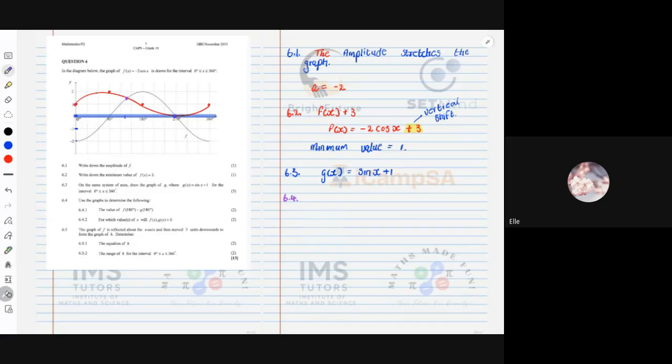And then 6.4. They are saying use the graphs to determine the following: f at 180 degrees minus g at 180 degrees. So determine the value of f. Where is f at 180? F at 180 is 2, and this new graph of ours, the graph of g, at 180 is what? It's 1. The graph of g at 180 is 1.